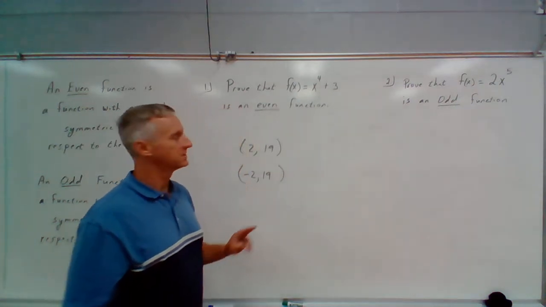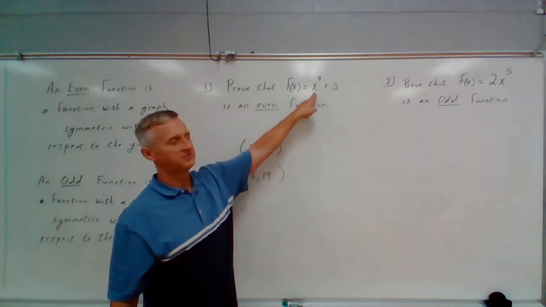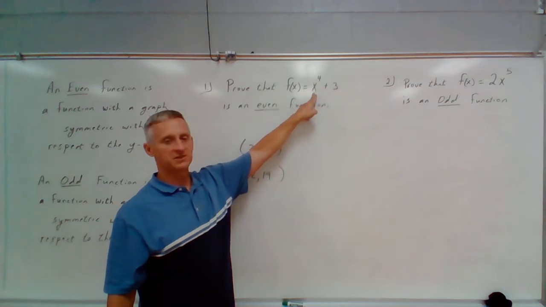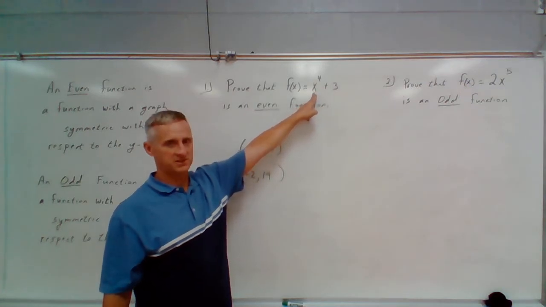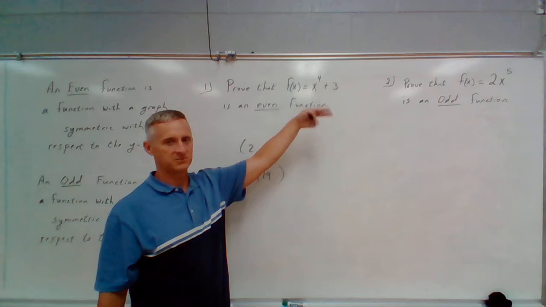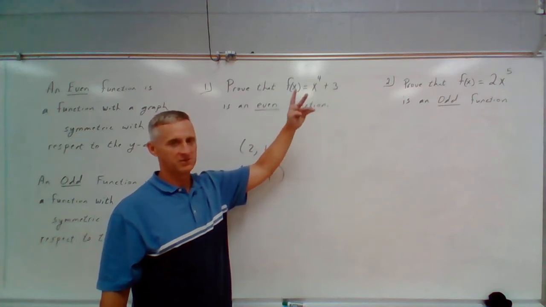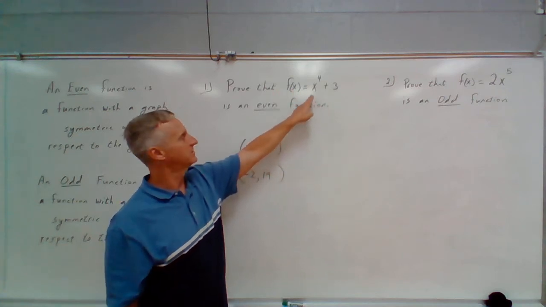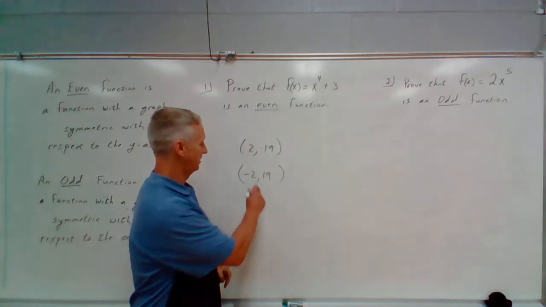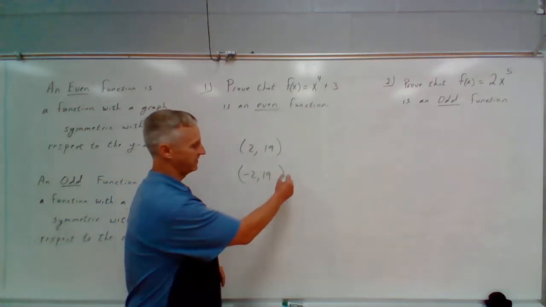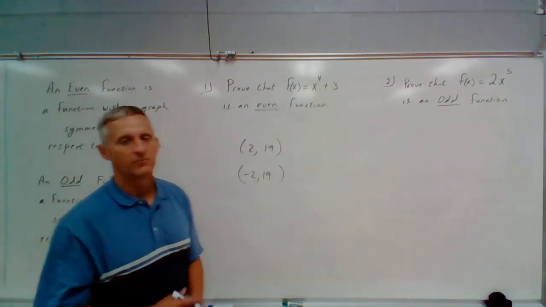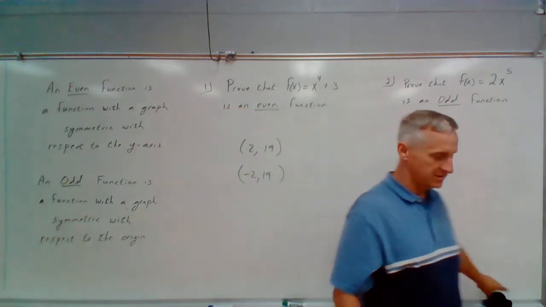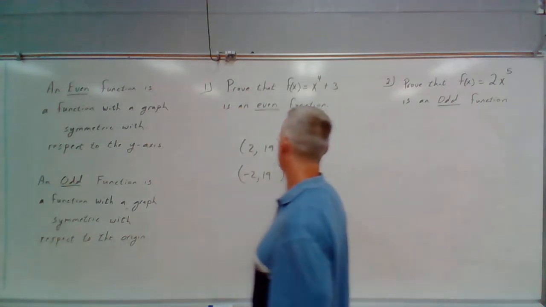Let's make sure that it is. If I plug -2 in here, -2 to the fourth is positive 16. -2 times -2 times -2 times -2. Four negatives will make a positive, so positive 16 plus 3 is 19, so that works. We have to make sure in order to prove it, though, that all points will work.